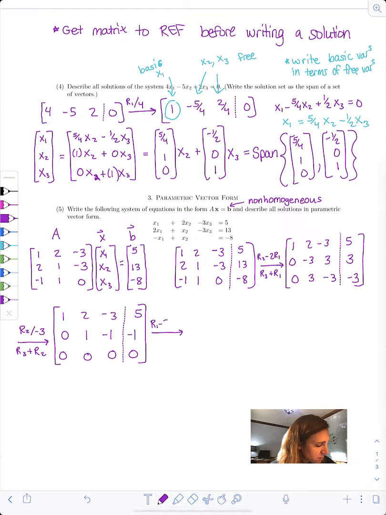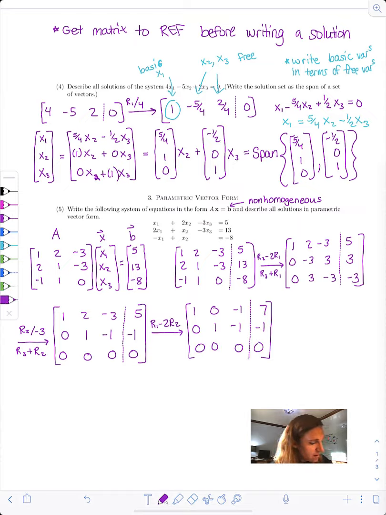We take row 1 and we subtract out 2 row 2. And so we get -3 plus 2, and then 5 plus 2 gives us 7. Okay, so now we have our equation in reduced echelon form. And now let's go back and write it down as a system. So we have x1 minus x3 equals 7, and x2 minus x3 equals -1.